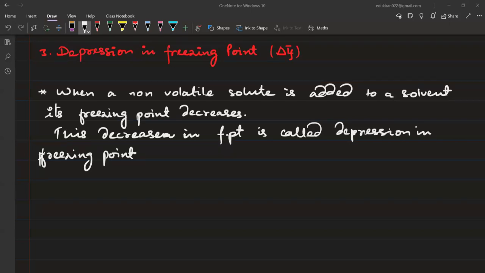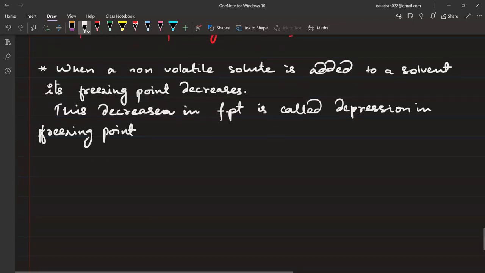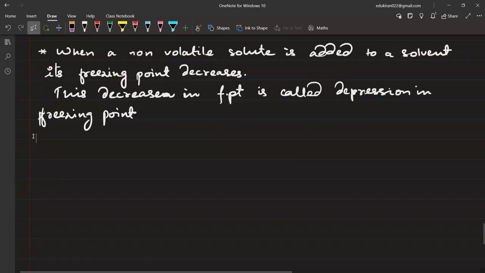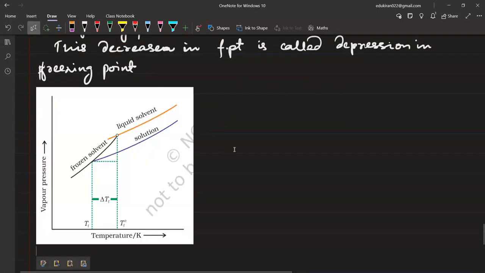The graph of depression in freezing point is a bit unusual. It is not as simple as the boiling point curve. The important thing to understand before trying to understand the graph is that the liquid is going to get frozen. The solid is already frozen. So the thing that is getting frozen is the solvent. So the solvent has to freeze.